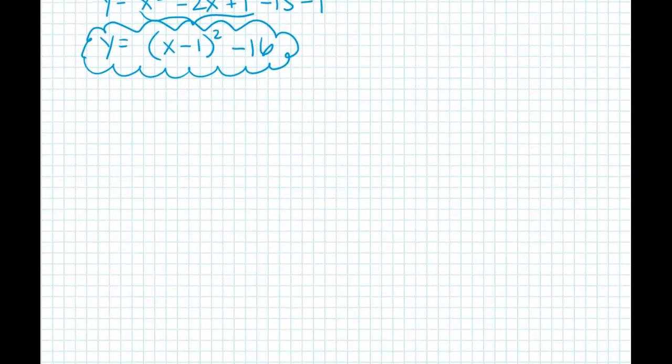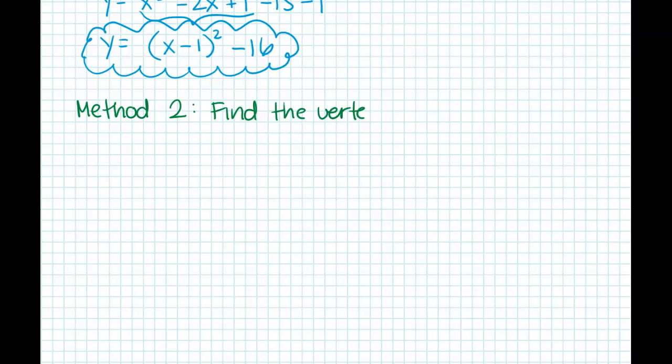For our second method, we will basically find the vertex and go from there. And this we can use anytime. But be able to complete the square when a is 1. It's a good skill to have.